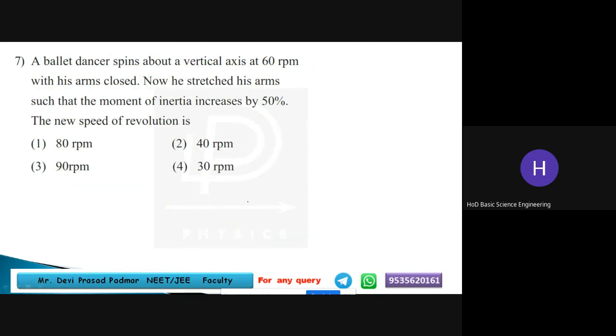Yes. Next one. A ballet dancer spins about a vertical axis at 60 RPM, which is actually the frequency, with his arms closed. Now he stretches his arms such that the moment of inertia is increased by 50%. Now what about the new speed of revolution?